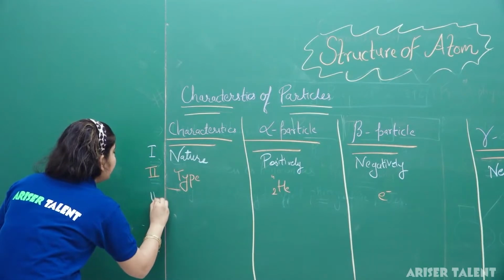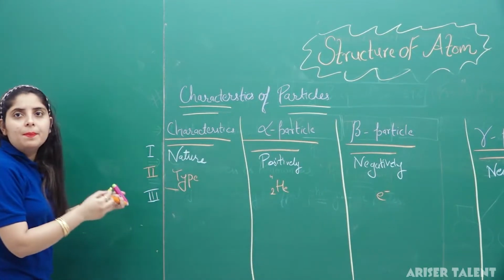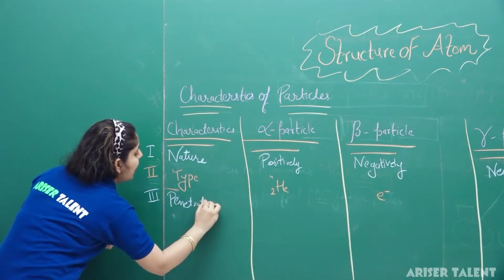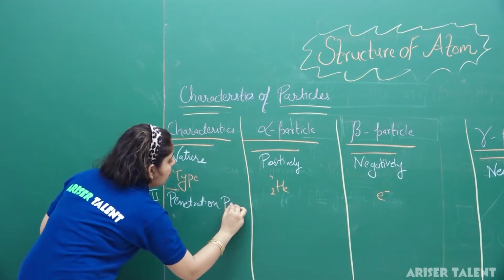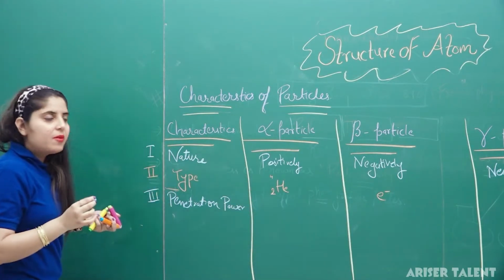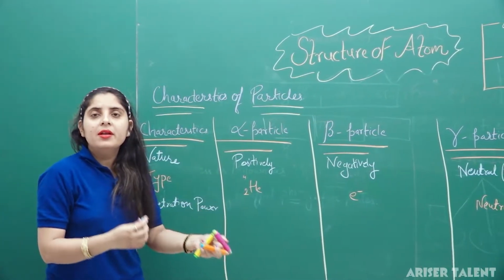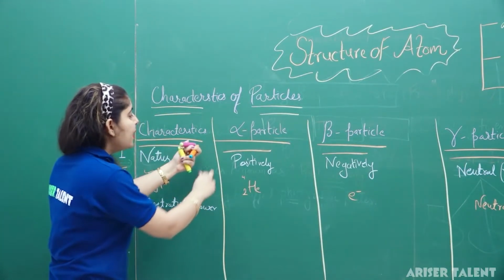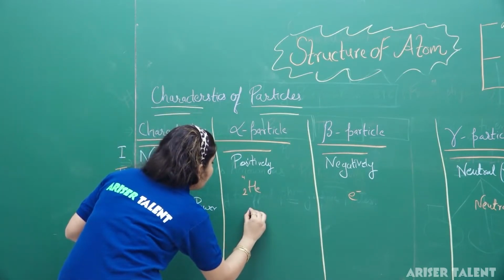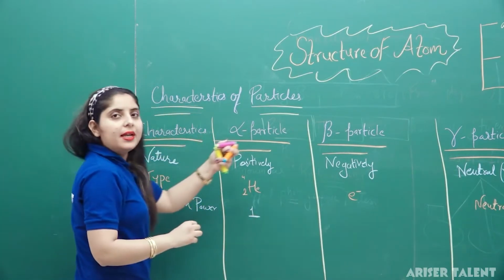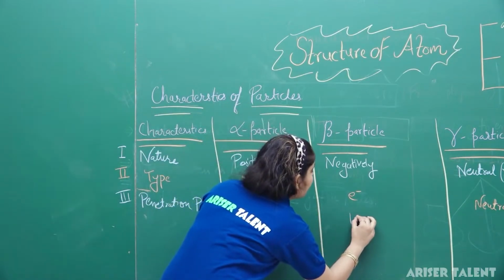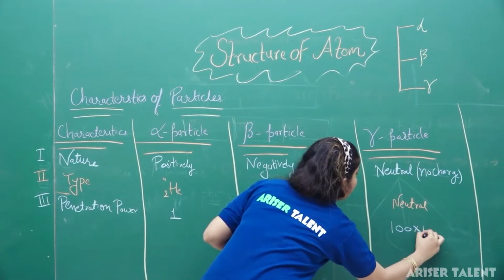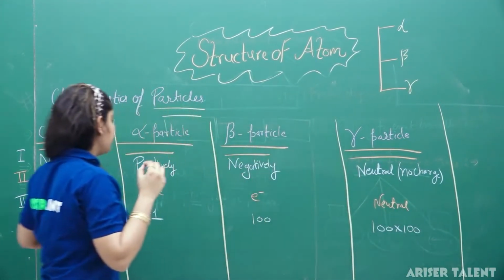Third point, we will discuss the penetration power of these particles. Penetration power means their tendency to penetrate into certain types of objects. In case of alpha particle, we have a penetration power of 100. In case of beta particle, we have a penetration power of 100. And in case of gamma particle, we have a penetration power of 100 into 100.